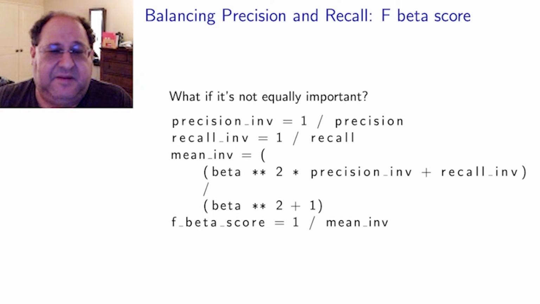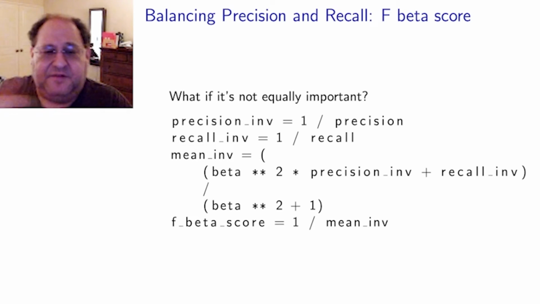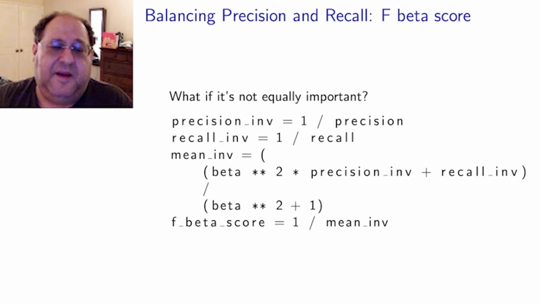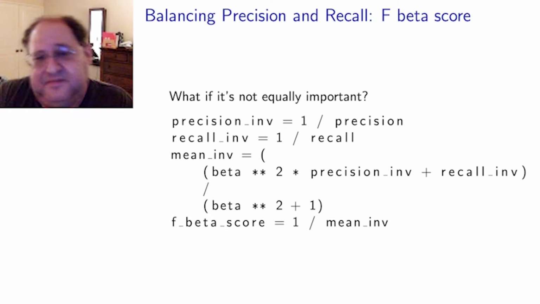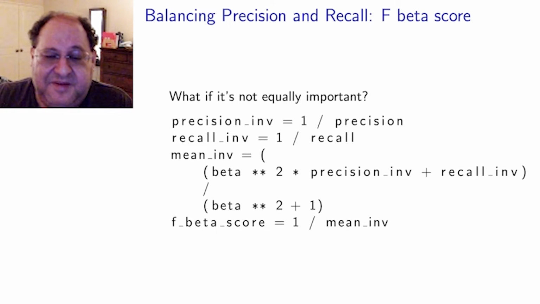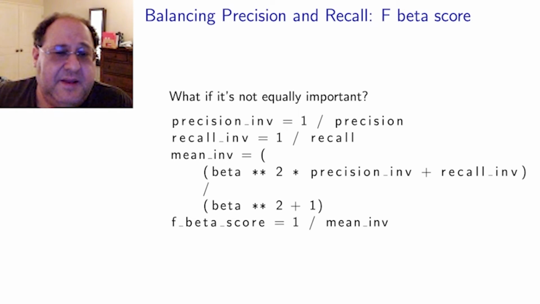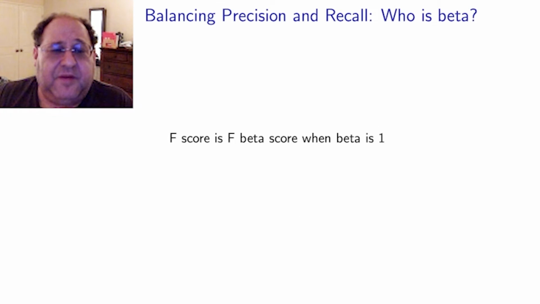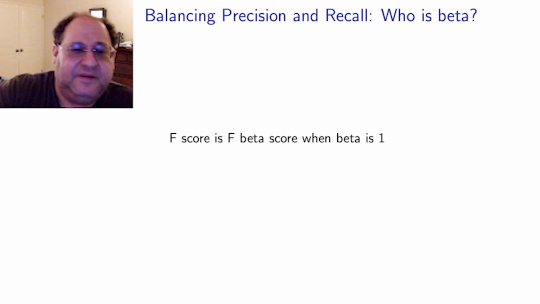So you see that it's almost exactly the same as the formula before, but now I have a beta squared multiplying precision inverse, and I divide, instead of by 2, by beta squared plus 1. And that means that when beta is 1, F beta is just the F score, and that's why sometimes the F score is called the F1 score, because it's F1 for beta 1. So the F score is an F beta score where beta is 1, or sometimes we can just call it the F1 score.